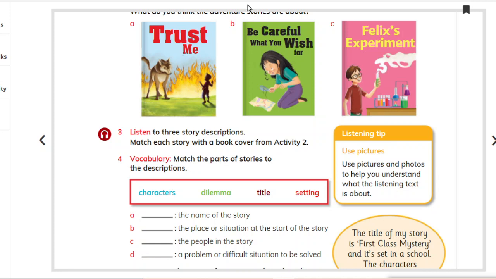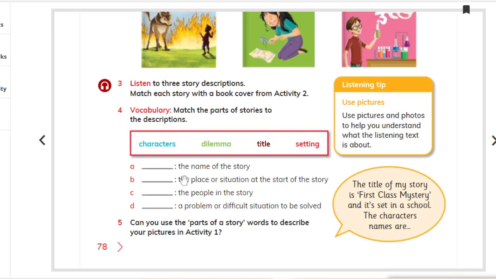So when we see a book cover, we look at it carefully, look at the title, and that is how we matched the audio with the book covers. Okay, so the picture will help you in deciding which one it is. Now, when we say the name of a story, which word will you use? Which word says name of a story? It is title. So in your textbook itself, you can write title.